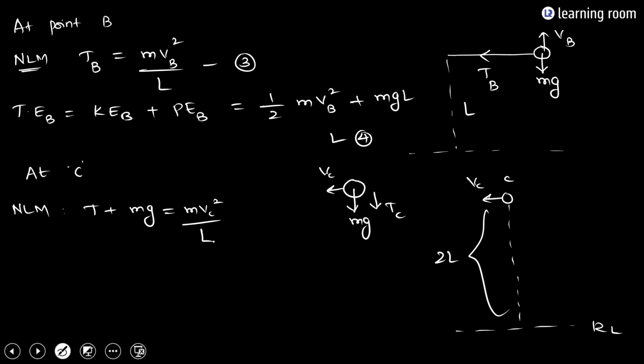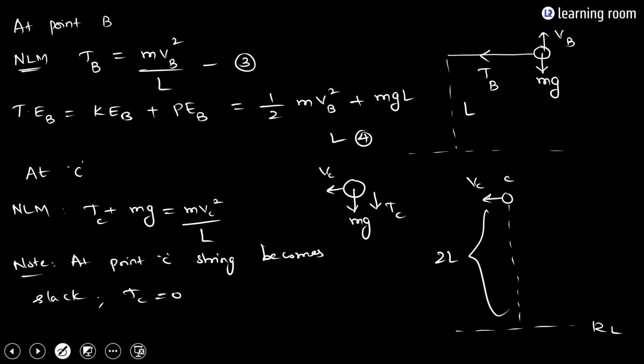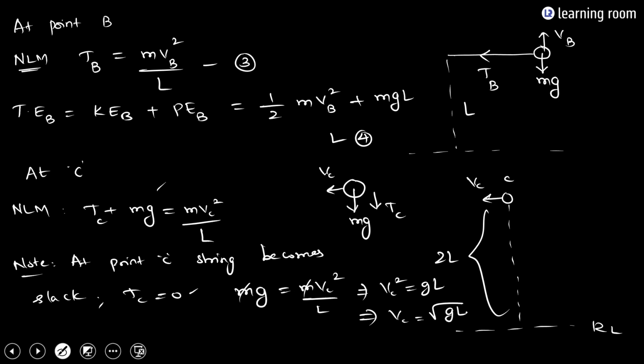right? But a point to be noted is, at point C, the string becomes slack. So tension is 0. So when tension is 0, you take this value and substitute it here, then you will get mg is equal to m into vc square divided by L. M and m will get cancelled, which implies vc square is equal to gL, or vc is equal to root of gL. Okay, let me call this equation number 5. Make a note.